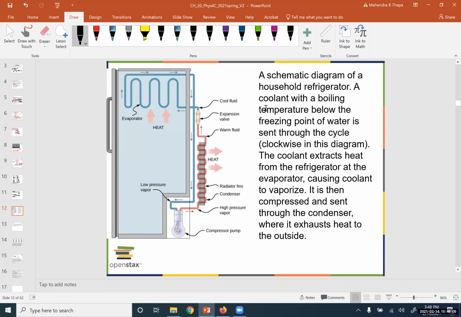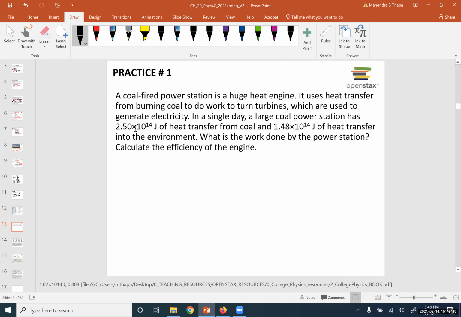This is the actual schematic diagram for the refrigerator. Based on these equations you can solve this problem. In this practice problem, some information is given: 2.5 times 10 to the power 14 joules of heat is transferred from coal, and this much heat is transferred into the environment, so you can find the total work done on the system.